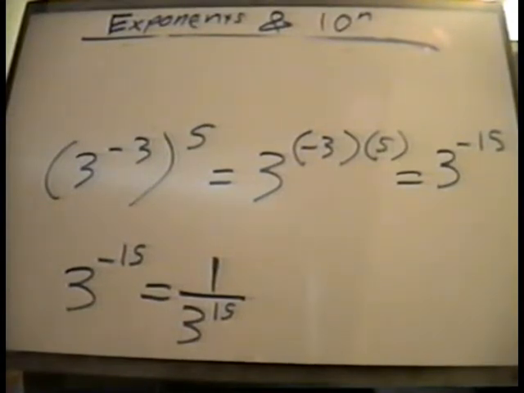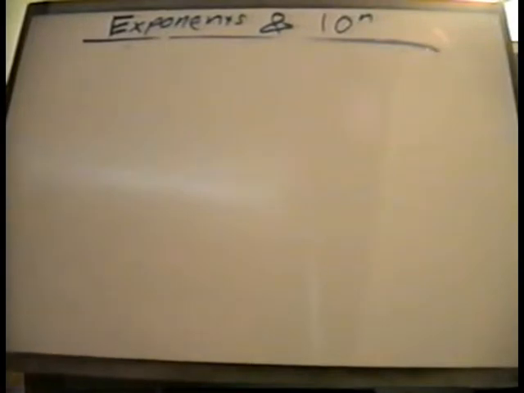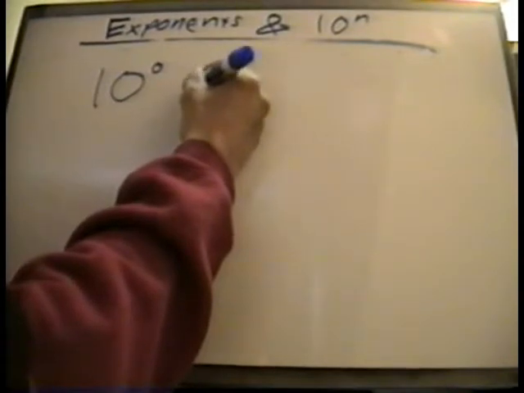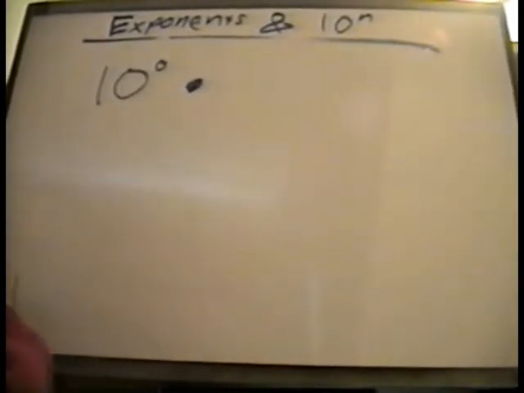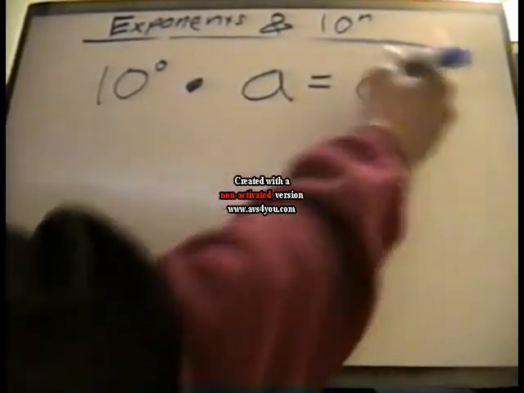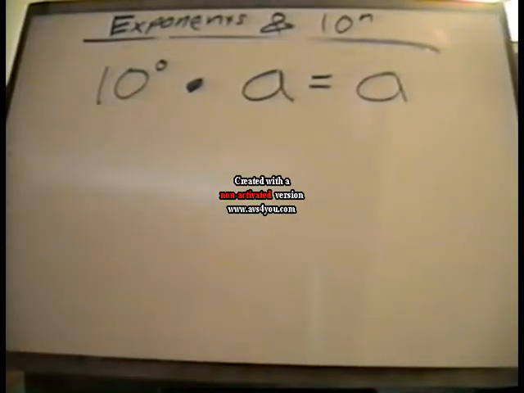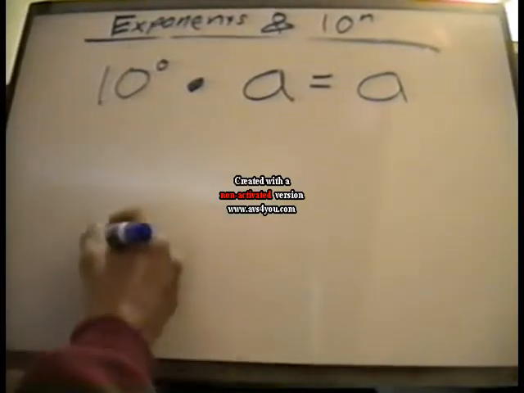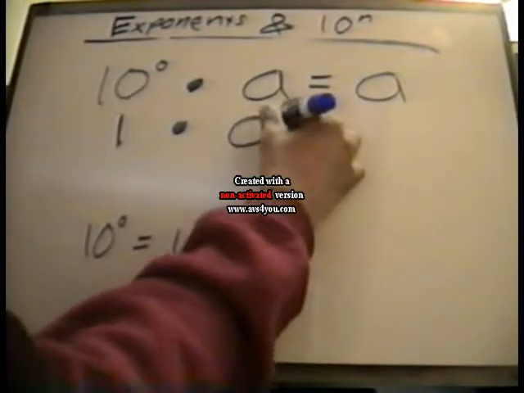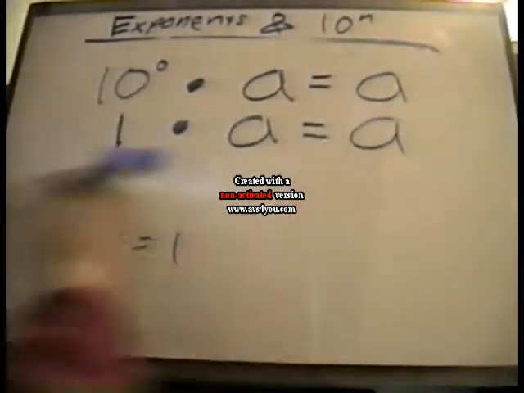Now, if we take 10 to the power of 0 times a number, the product is identical to the other number. Remember, 10 to the power of 0 equals 1, or any number to the power of 0 is equal to 1. So, because 10 to the power of 0 equals 1, this is like multiplying 1 times that number, which does not change it. Multiplying a number by 1 does not change the number.